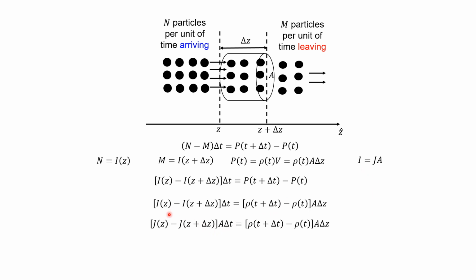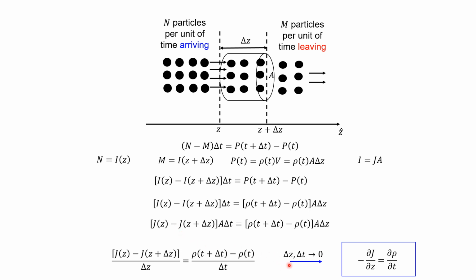Using this expression here, then the net flux is given by this term. And now we can just rearrange. The cross-sectional area will cancel. Delta T will pass dividing here. Delta Z will pass dividing. And we end up with this equality.